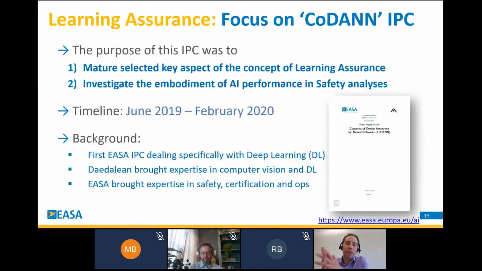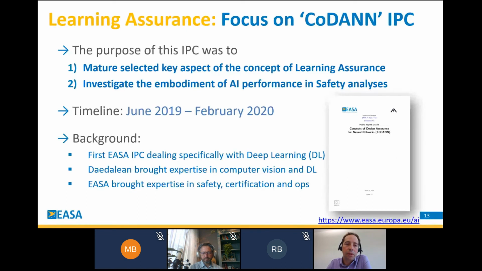In order to investigate this cycle and this notion of learning assurance more deeply, we teamed up with a company, Daedalean, a Swiss-based startup specialized in computer vision solutions for aviation, and we created a report together with them. We had two objectives. The first one was to mature selected key aspects of the concept of learning assurance. The other one was to investigate the embodiment of AI performance in safety analysis.